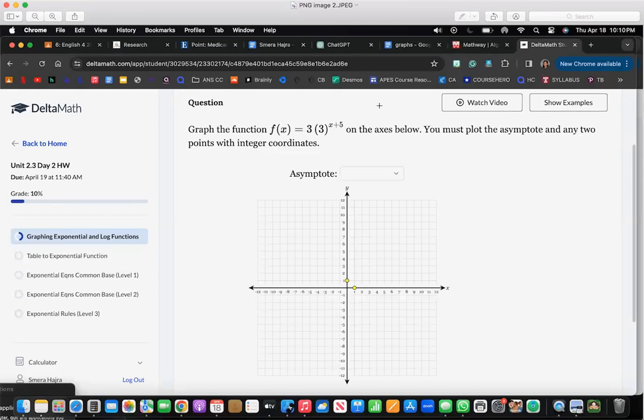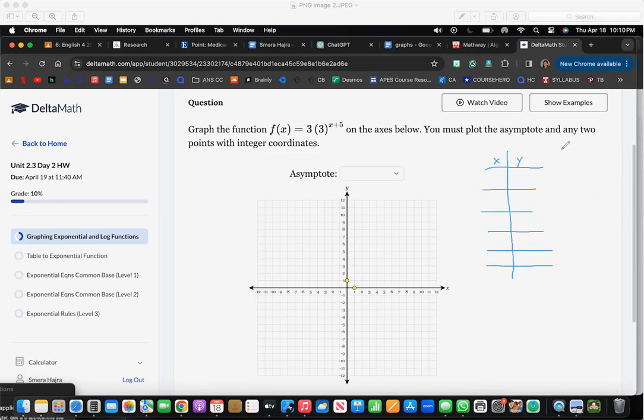Now this one doesn't have an extra term like the other one did, but it has extra stuff in the exponent right here, so we're going to deal with that. To make an XY chart: the coefficient is positive, so it's going to look like this, starting off with some kind of asymptote down this way and going up really quickly.